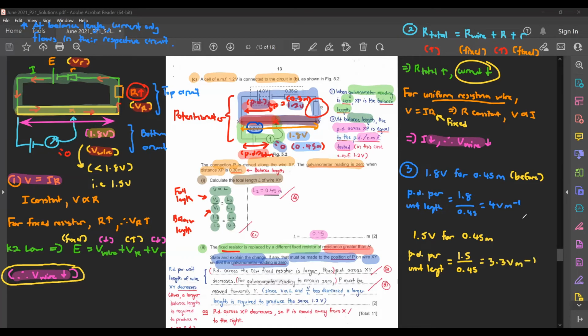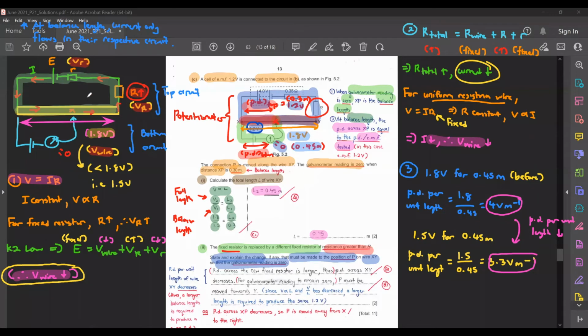So in our case, you will notice that the PD per unit length has actually decreased. Before this, it was 4 volts per meter. Now it's 3.3 volts per meter. So the thing now is that for a potentiometer, when your galvanometer reading is 0, your balance length, the PD across it, must be equal to whatever PD or EMF you're trying to measure. So in our case, we already know that we are trying to measure an EMF of 1.2 volts.